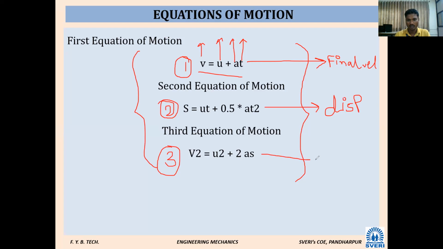Okay, with this third equation, what can we find? Final velocity? Your opinion is final velocity. If it is like this, then what is the difference between these two?